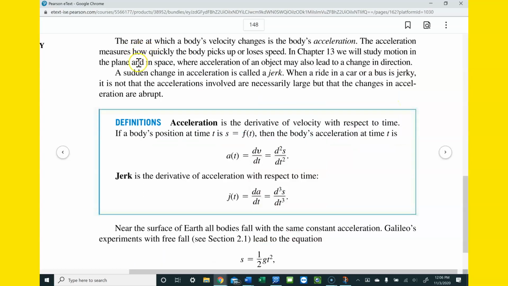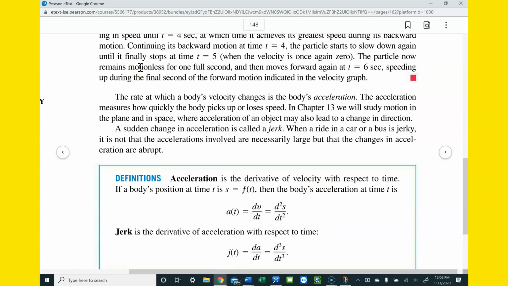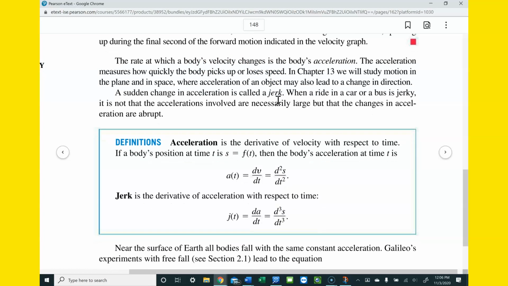All right, so we've already talked about how velocity is the rate at which the position of an object changes. There's also what's called an acceleration, which is the rate at which an object's velocity changes. So the rate of change of position is velocity. The rate of change of velocity is acceleration. The acceleration measures how quickly the body picks up or loses speed.